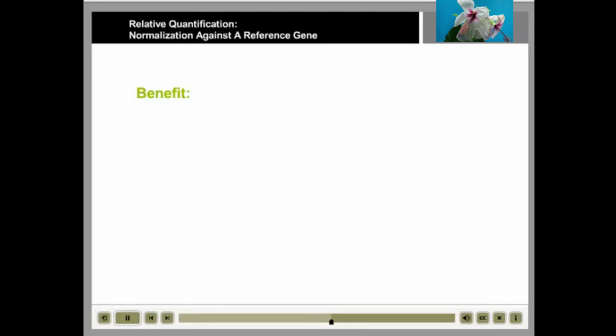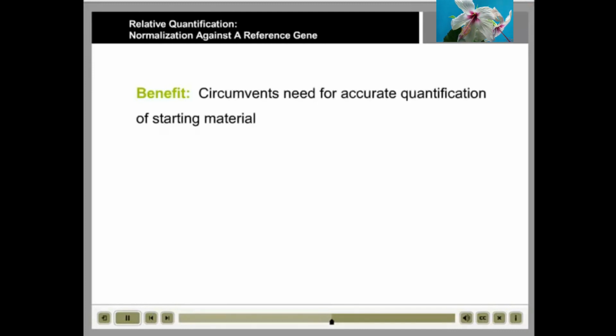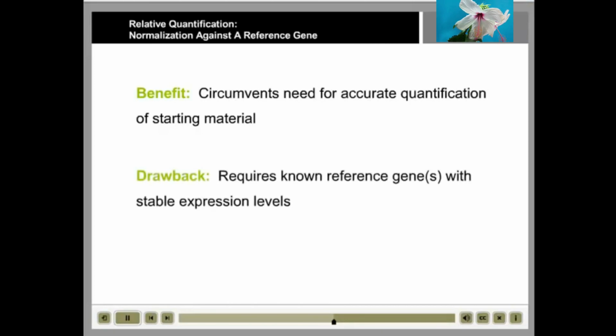Normalization against a reference gene circumvents the need for accurate quantification of the starting material. This is advantageous in studies where starting material is limited. The drawback is that the method requires at least one known reference gene that exhibits constant expression levels in all samples and whose expression is not changed by any treatments that are being investigated.